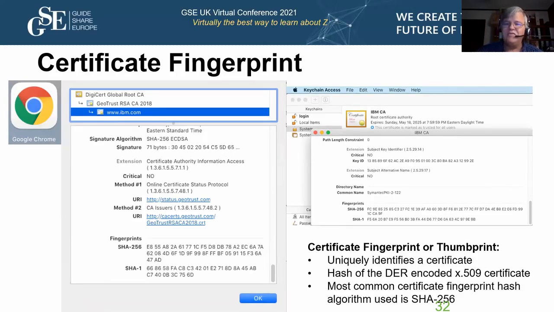So now you can determine with a very, very, very, very, wait for it, very high level of confidence that these are in fact the same two certificates. And basically what it is, it's a hash of the DER encoded X.509 certificate, and then that's hashed using some algorithm, and what we're using is SHA-256.